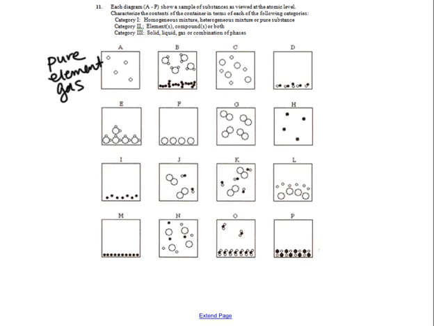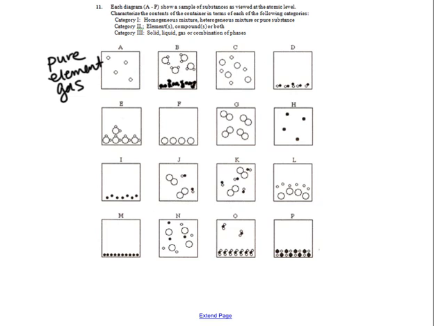Okay, the next one, B, is weird. I don't like the fact that there's 3 here. We're going to pretend these are just 2 balls, like a diatomic, okay? Get rid of this 3 thing. I'm not happy about that. Okay, so those are diatomics down there.